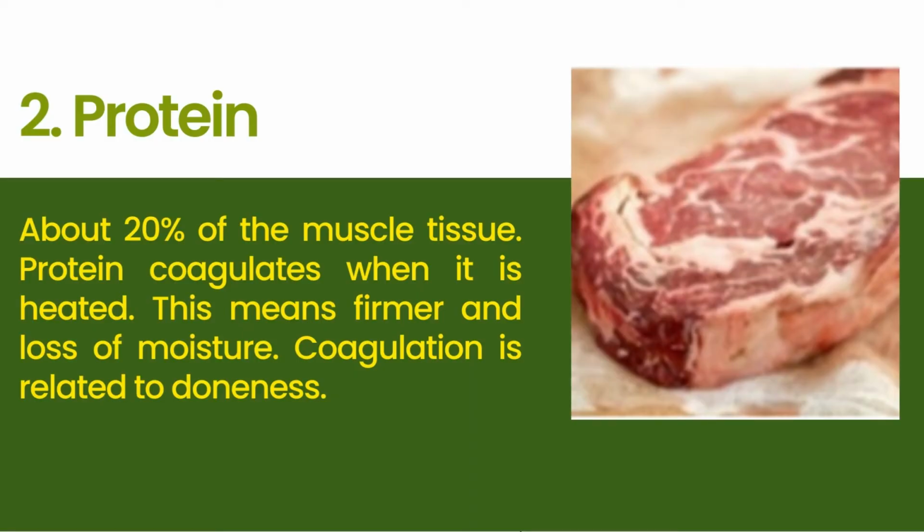2. Protein, about 20% of the muscle tissue. Protein coagulates when it is heated. This means firmer meat and loss of moisture. Coagulation is related to doneness.